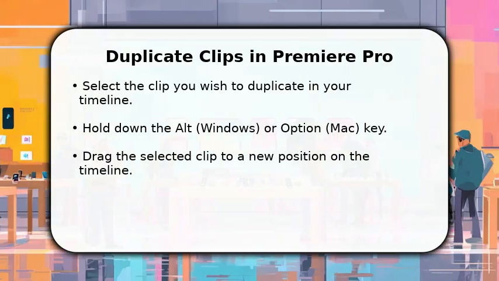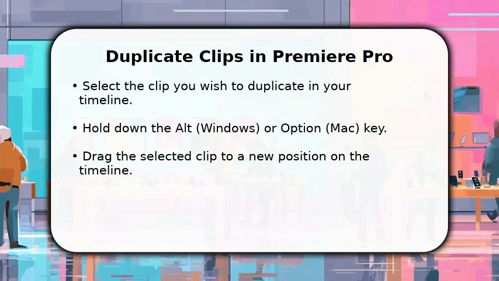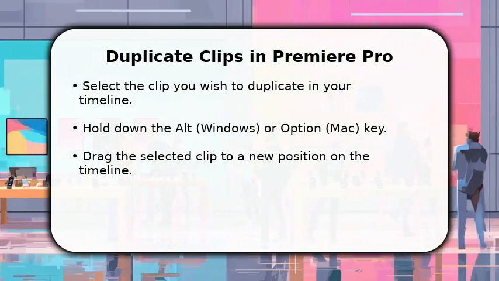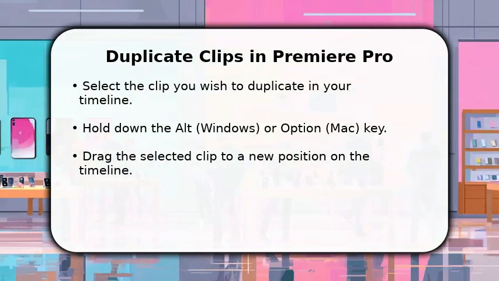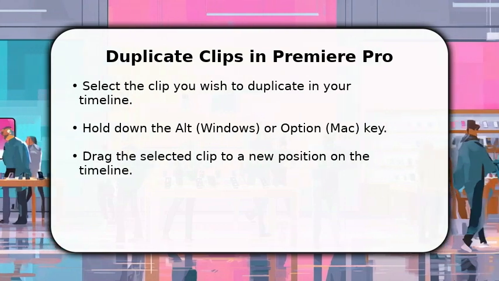Now, hold down the Alt key if you're on Windows or the Option key if you're using a Mac. While holding that key, click and drag the selected clip to a new spot on your timeline. Release your mouse button, and you'll instantly have an exact duplicate of your original clip, ready for further editing.